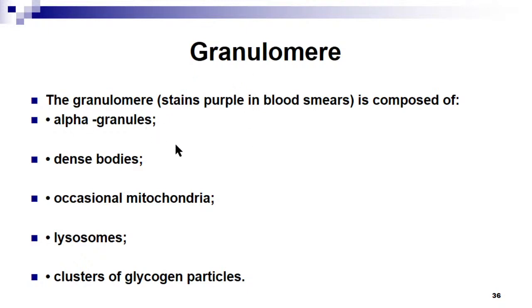Granulomere. The granulomere stains purple in the blood smear and is composed of alpha granules, dense bodies, occasional mitochondria, lysosomes, and clusters of glycogen particles.